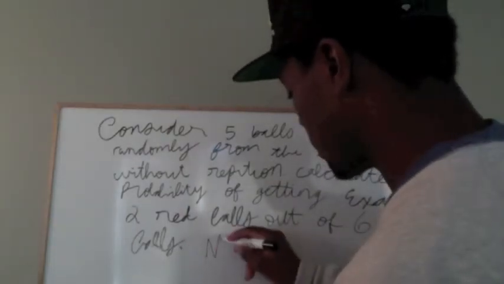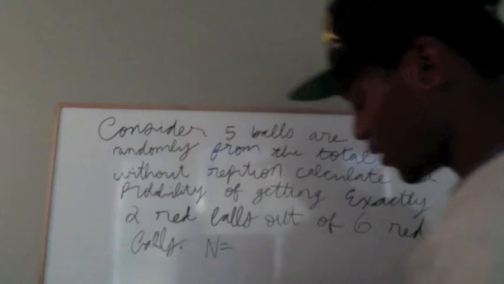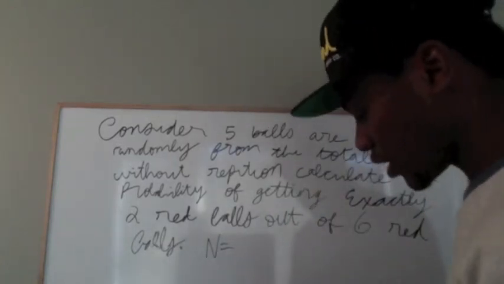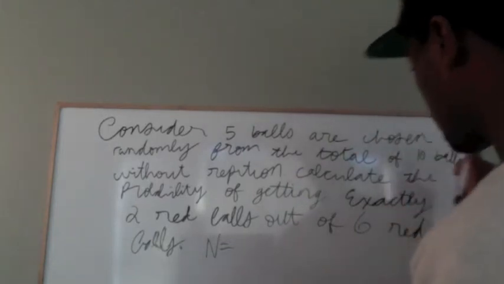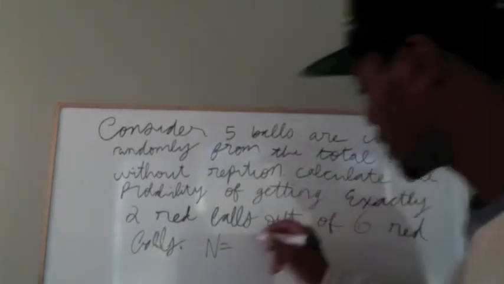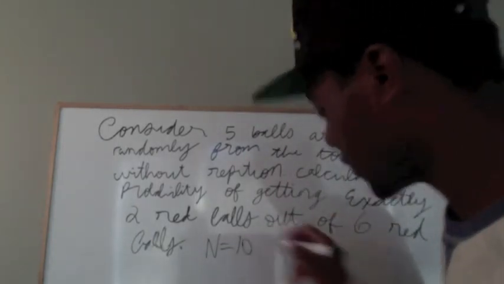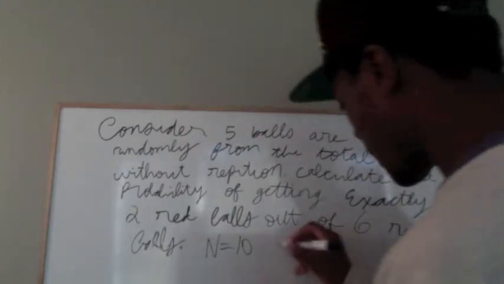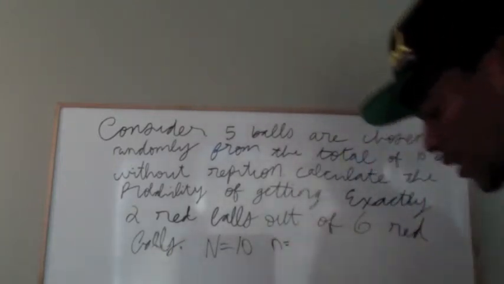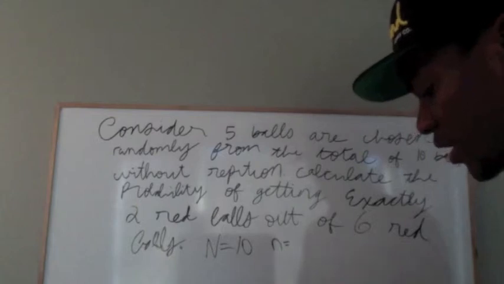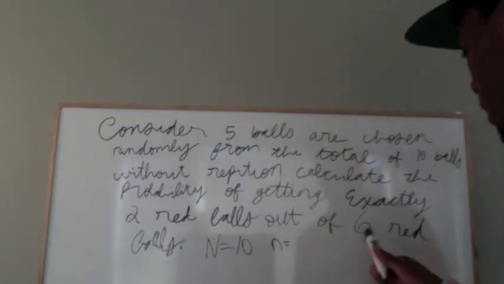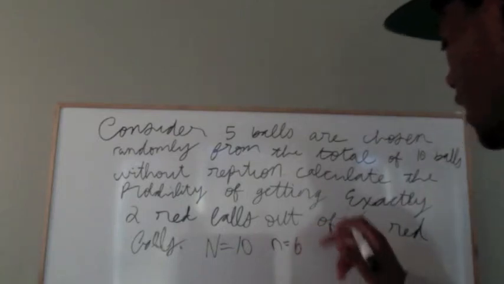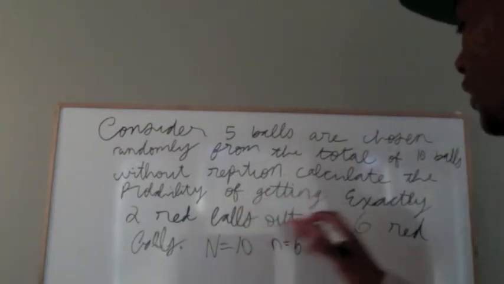Big N equals the total number of items. There are 10 total items. So 10 balls. Write that down. Now little n. To find little n, it says number of items in the sample size. 6. Because it says out of 6.